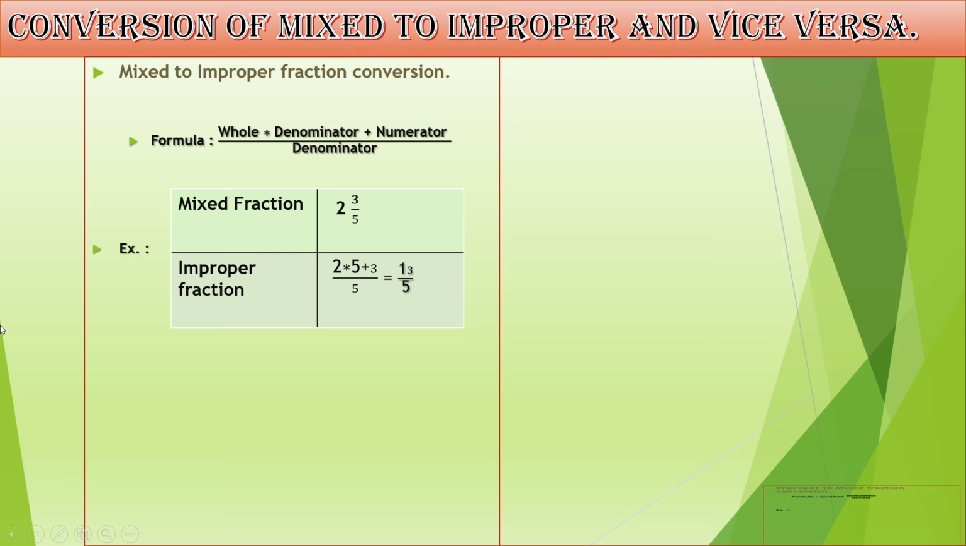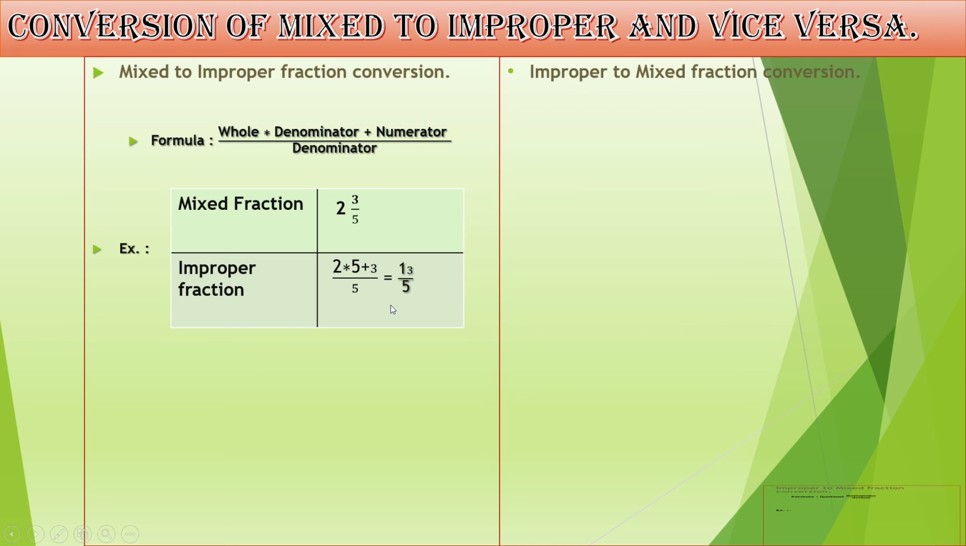This is how you convert a mixed fraction into an improper fraction, with the formula whole into denominator. That means the first step is denominator into whole, multiply this value by this value, and whatever the answer is, you add the numerator to it, and this answer will come here as the numerator, and the denominator stays as it is.